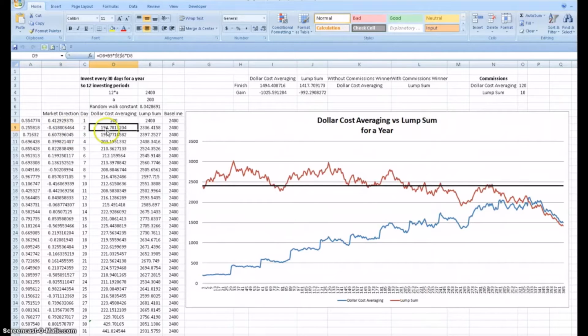Then I multiply the previous number by this market direction, and this random walk constant is also used. So by that formula right there. And that process is done to the lump sum as well as to the dollar cost averaging using the same market direction and magnitude and this random walk constant. And you just do that for all the days going down, and then you graph it.